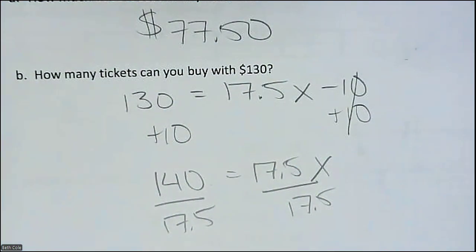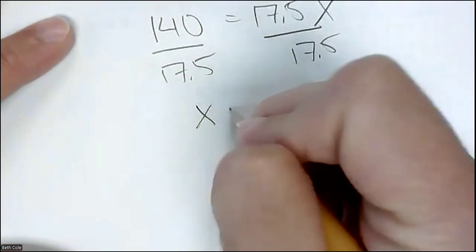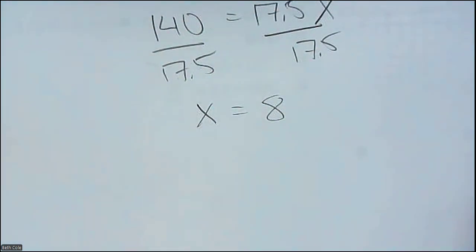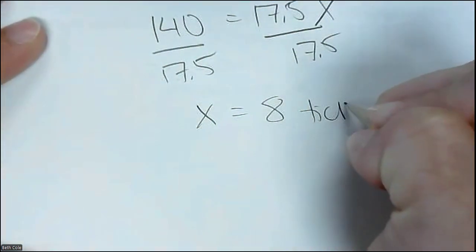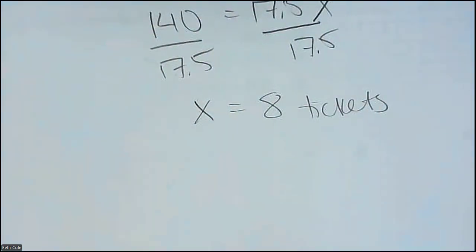Or does anyone want to give it a guess? 20 something? You know, estimation is a really good skill to have, like being able to know, oh, it's around whatever. It is 8. Now it's 8 what, guys? 8 tickets. What does the 17.5 represent? The cost of a ticket.